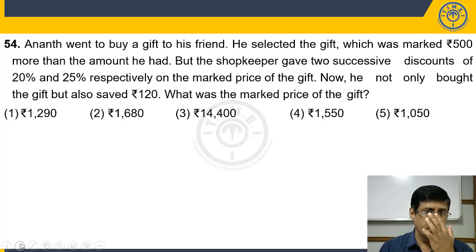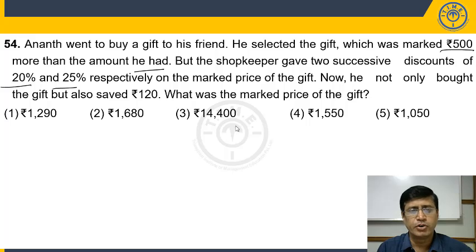Anand went to buy a gift for his friend. He selected a gift which was 500 more than the amount he had. But the shopkeeper gave two successive discounts, 20 and 25. After purchasing it, he was left with 120 rupees, which means he is saving 120 rupees. So we need to find the market price.